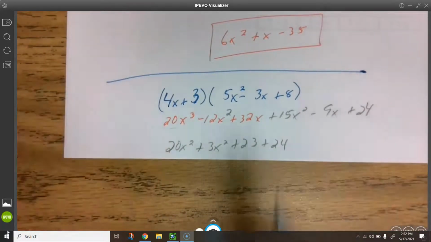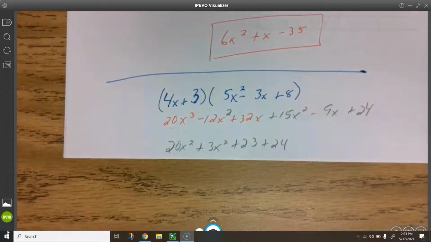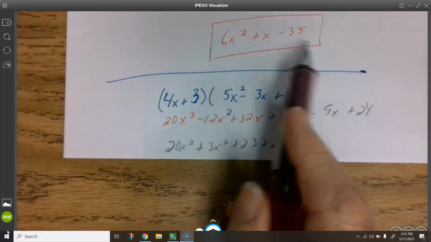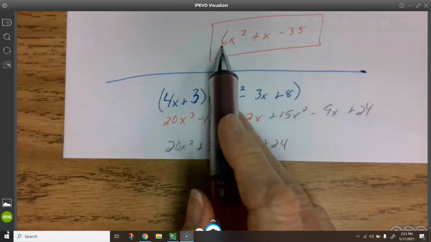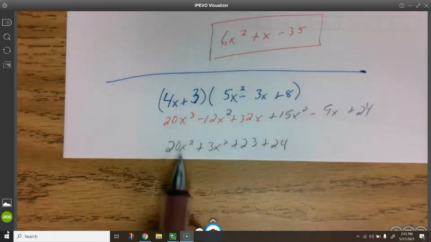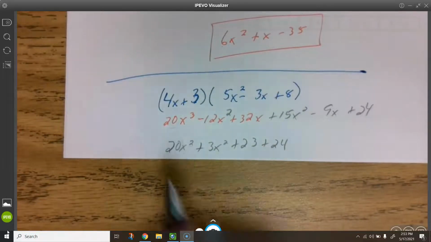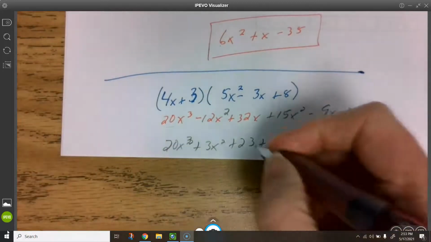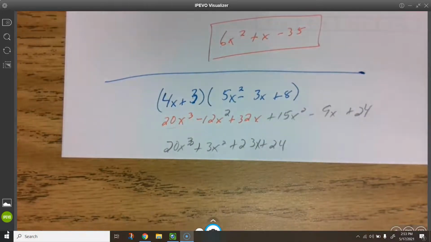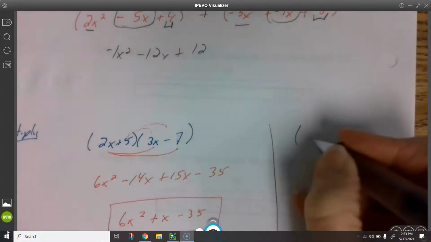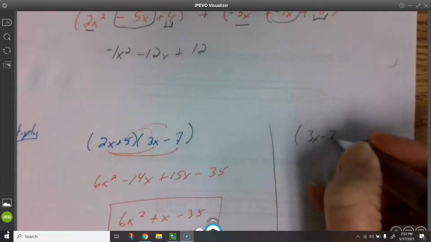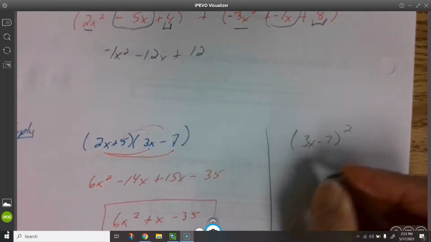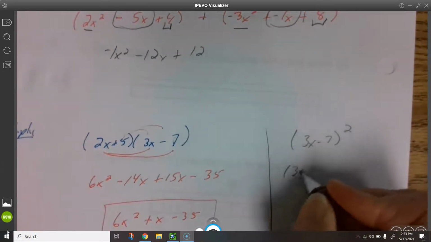plus 24. And if I would say to you, find the coefficient of the x squared term up here, that'd be 6. What's the coefficient of x? 1. Coefficient of x squared? 20. Oh, that's x cubed. Coefficient of 3x squared? 3. Coefficient of x? 23. Okay, that's what we're talking about as far as coefficients. So that's multiplying. Now you could also have, as far as multiplying, something like 3x minus 7 quantity squared. If you're going to do that, either do the shortcut or just write it twice.